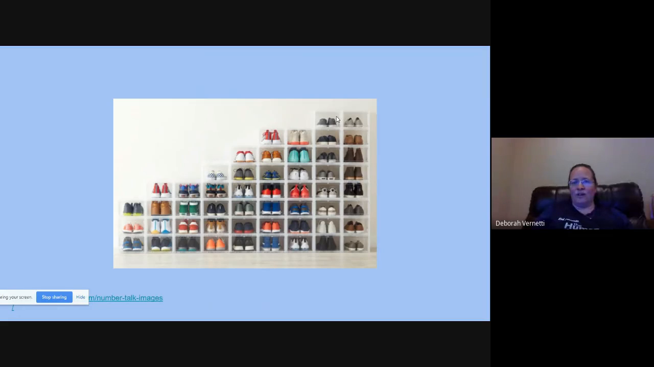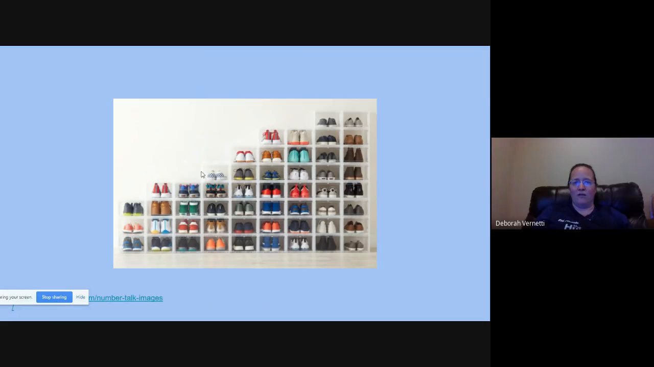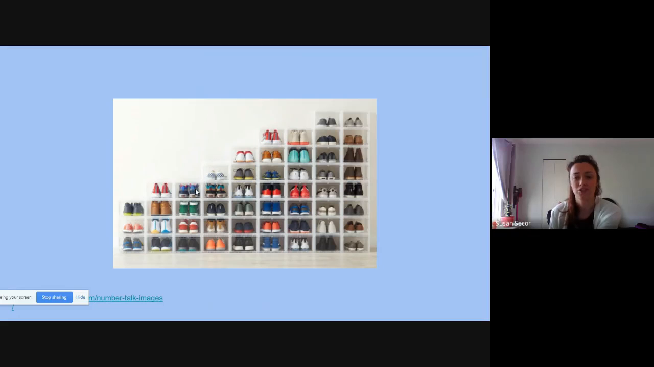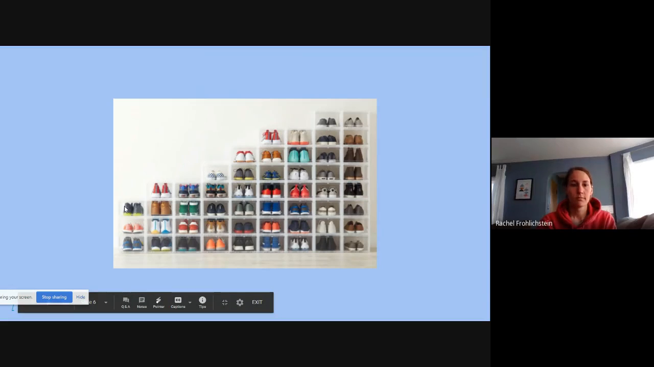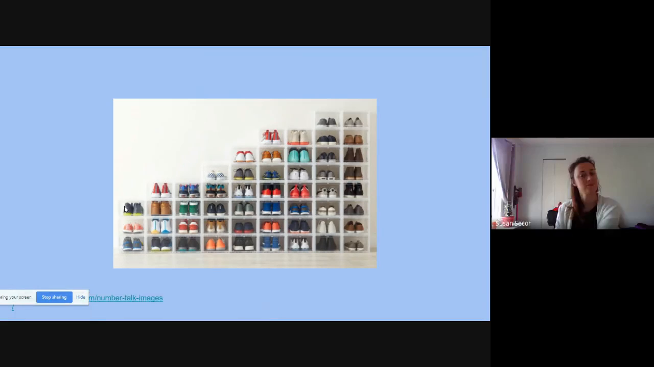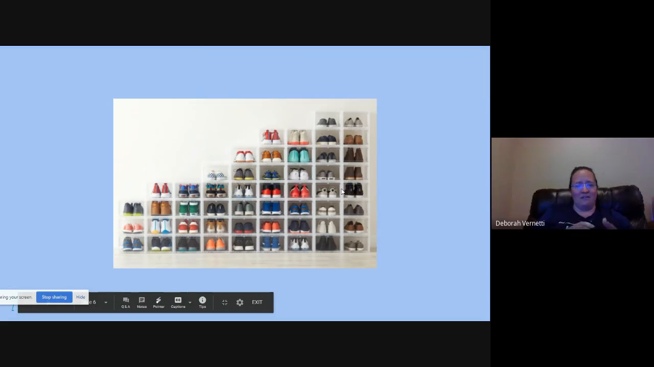So you've got the 2 columns of 5, Miss Secor? 10. And then the 3 columns of 4. 12. Plus 3 more. So 15, and 10 and 15 is 25, right? I think this was 3 by 9. So 27.